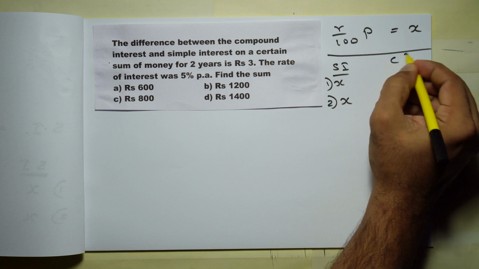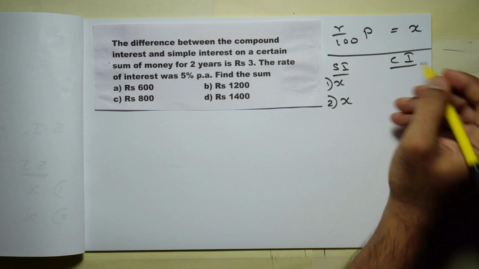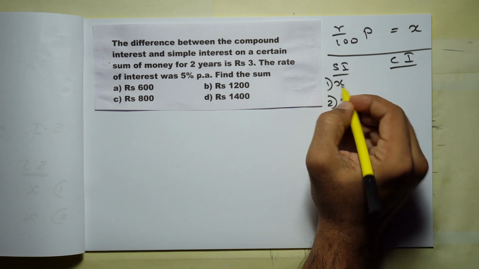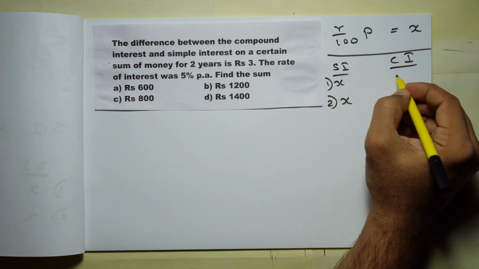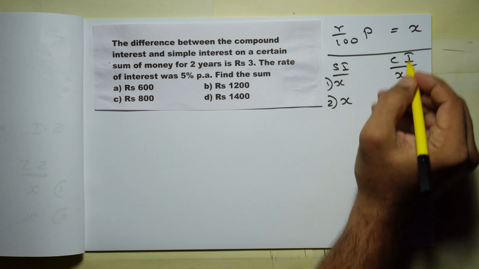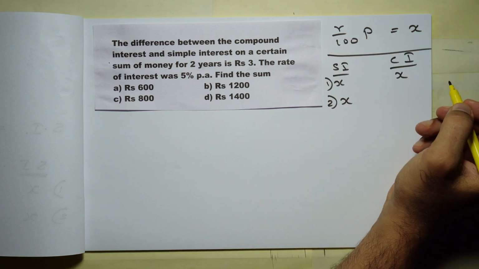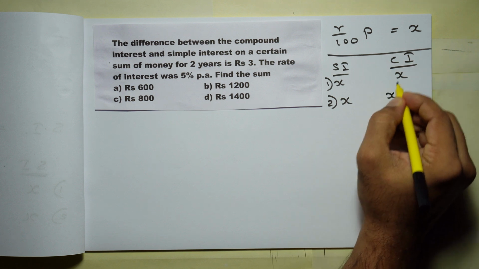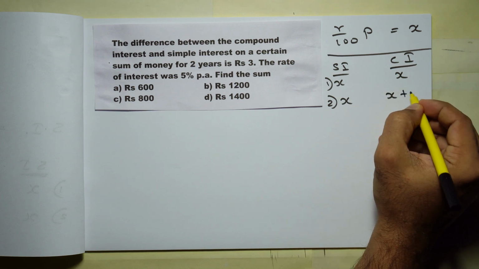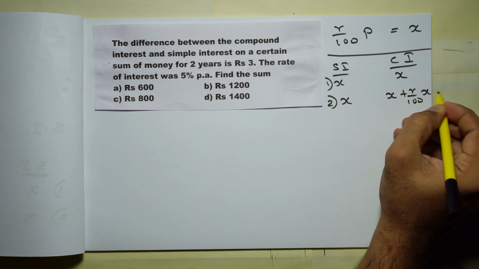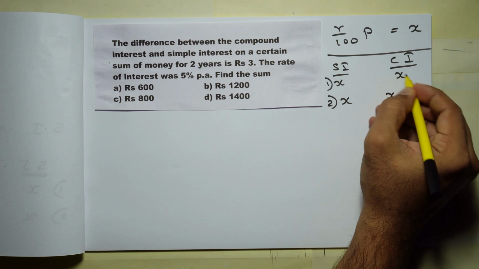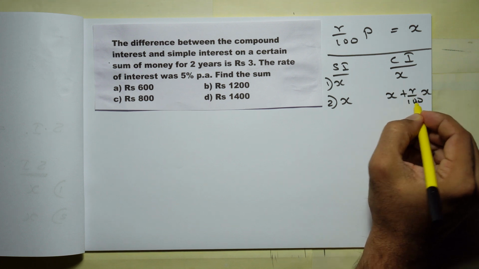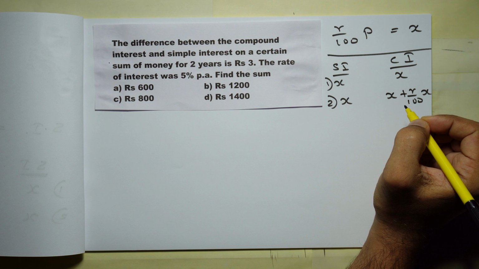Now we'll calculate the compound interest for 2 years. First year's compound interest will be the same as first year simple interest, x, where x is actually r% of principal. Now let us calculate the compound interest for the second year. This x you will get, and the extra that you will get is r% of first year's interest, r% of this x also.